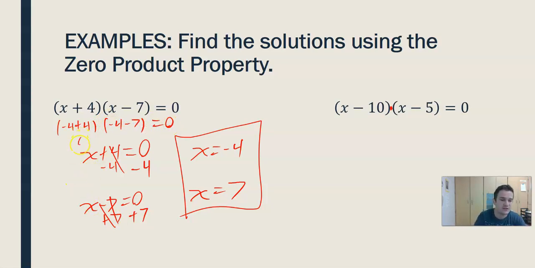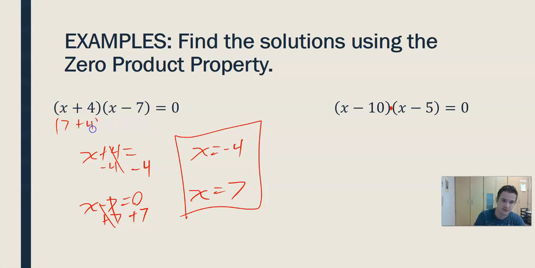Well, negative 4 plus 4 is 0. And then negative 4 minus 7 is negative 11. What's 0 times negative 11? 0. Anything times 0 is 0, so that's good. That's solid. Like we mentioned in the last video, every quadratic function is going to have two solutions, or two zeros, so let's check 7.